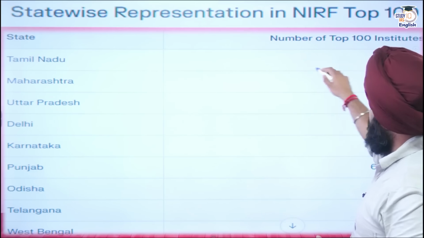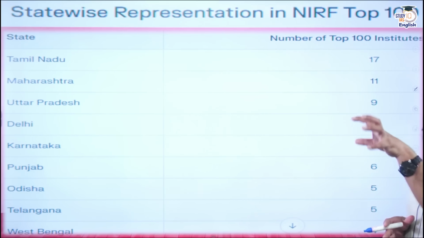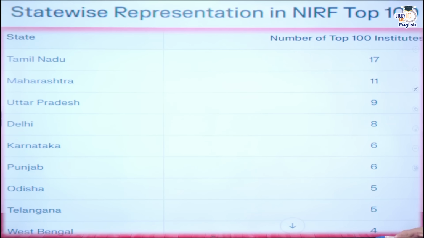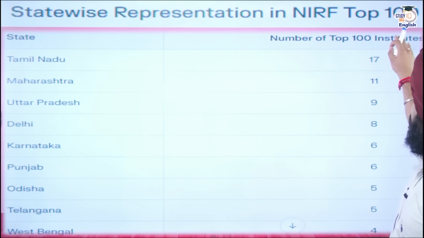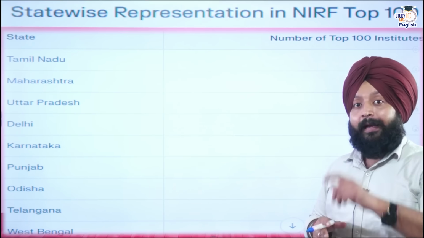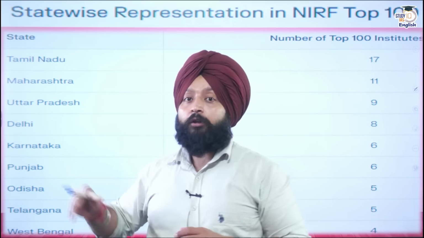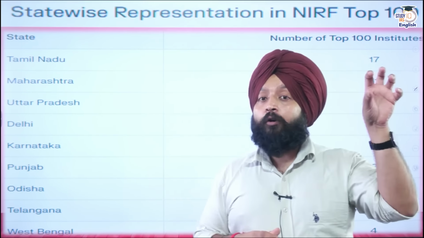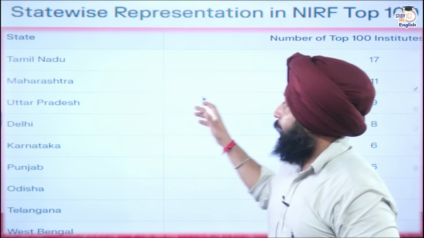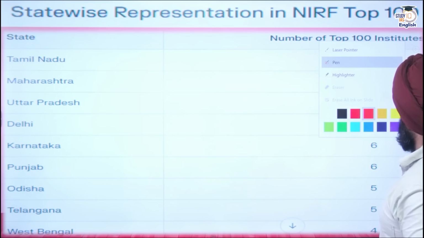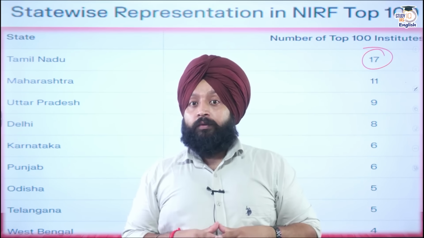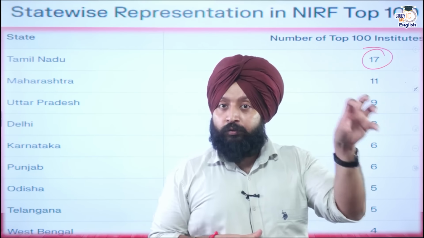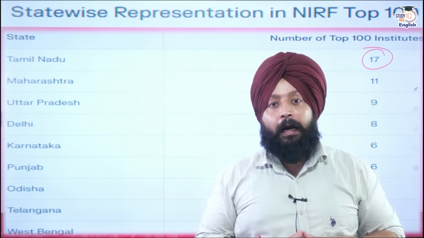Now this is the data. I have presented the state-wise representation in the NIRF top 100. That means we're going to see which state has the most number of educational institutions in the top 100 educational institutions in India. As you can see, Tamil Nadu is the top performer. That means in the 100 top educational institutes in India, Tamil Nadu alone has 17 institutions. That means out of 100, 17 top institutions are in Tamil Nadu.